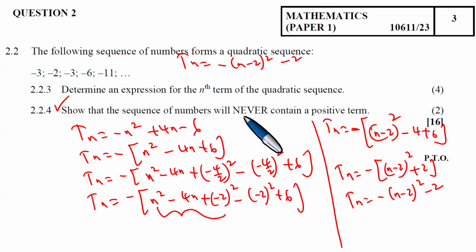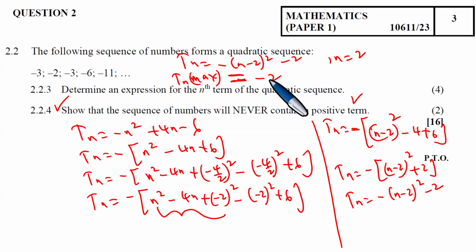So that then in the end, you'd realize, therefore, that the sequence of numbers will never contain a positive term. Right, you would therefore realize that there is a Tn max term. So that the Tn max is going to occur at n equals 2. At n equals 2, this one is going to be 0, so that we have minus 2.